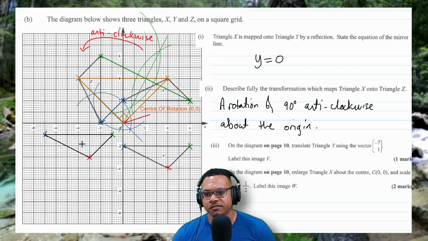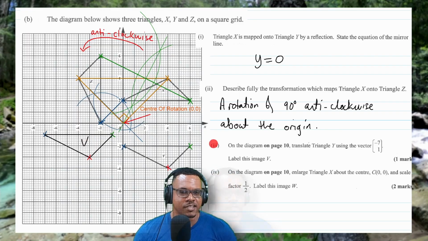And we're going to label this image phi. All right, so this is your translation. We translate y as the object to get this image phi. All right, so that's part 3.